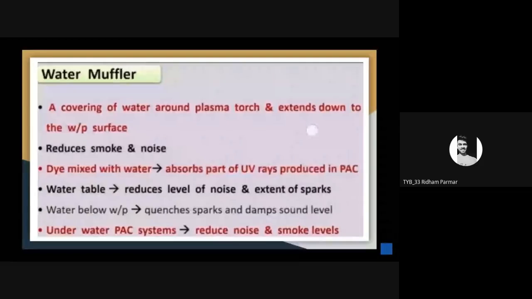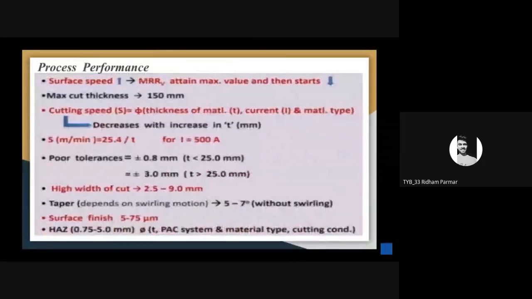Let us discuss the performance of the plasma arc cutting system. As the surface speed during plasma arc cutting is increased, volumetric MRR is found to attain a maximum value and then start decreasing. Plasma arc cutting has been employed to cut material as thick as 150 mm.